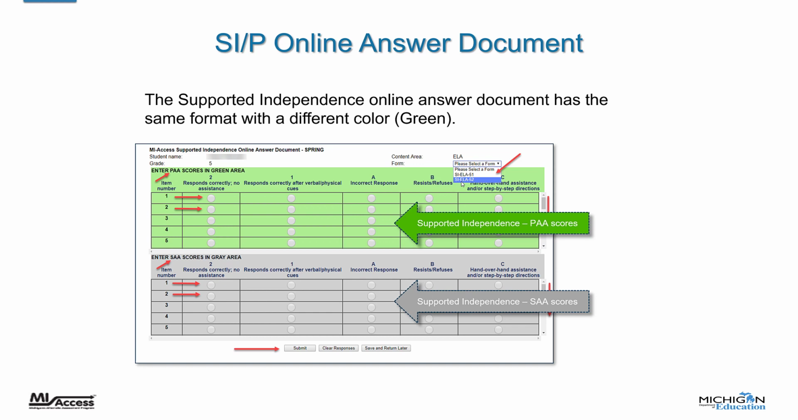The supported Independence online answer document is laid out in the same format with a different color, green, and it is designed to enter the SI scores from the test observation based on the unique rubric for the SI assessments. It has the same functionality as the participation answer document. Once all the scores are entered, you may submit them. The online answer document is designed to alert you if some entries or form numbers are missing and provide a warning message.